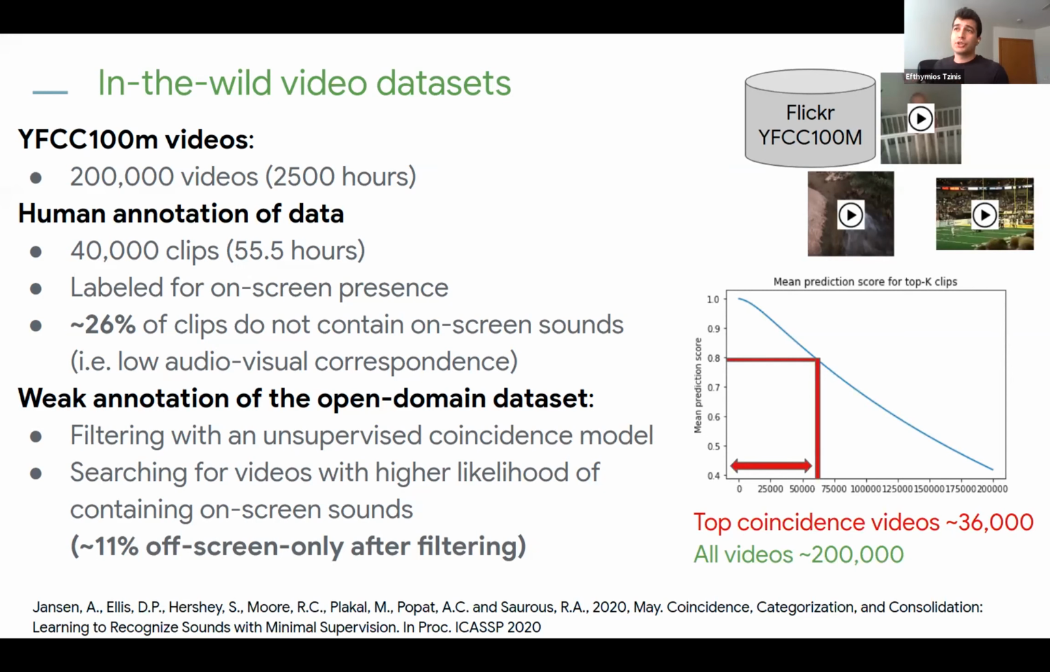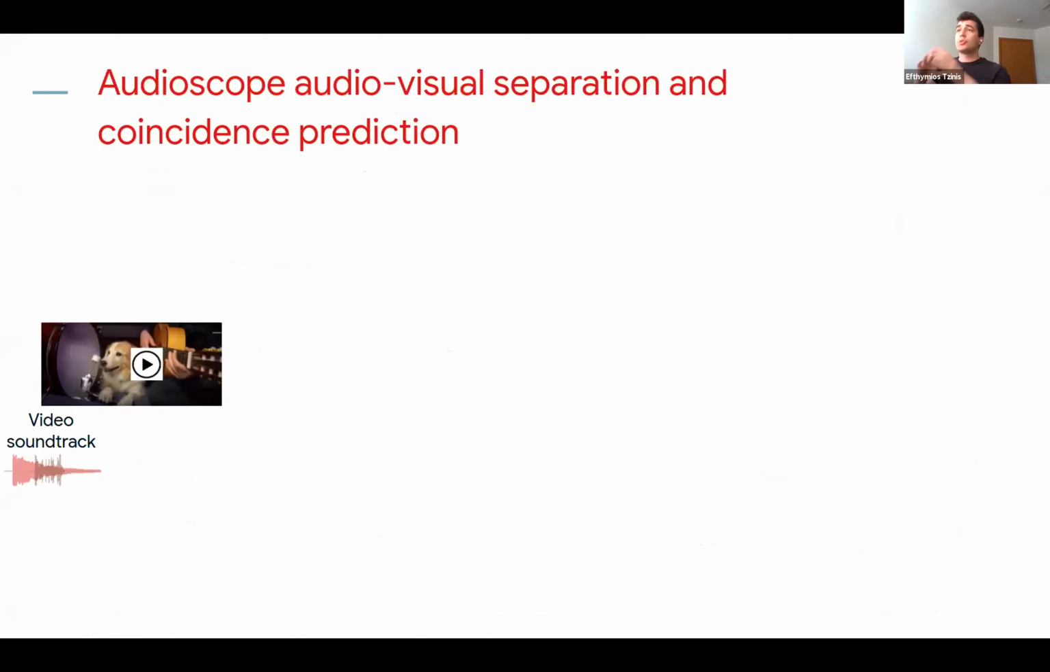So effectively, we search for videos which are more likely to contain at least one on-screen sound, but as you see here, the model was not perfect. And even after filtering, at least 10% of them did not have any on-screen sound. So briefly, the Audioscope inference and training process is this one.